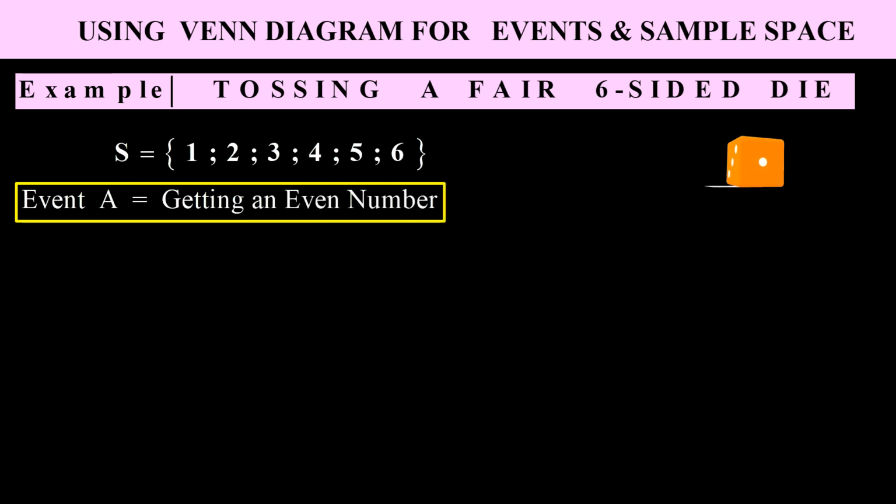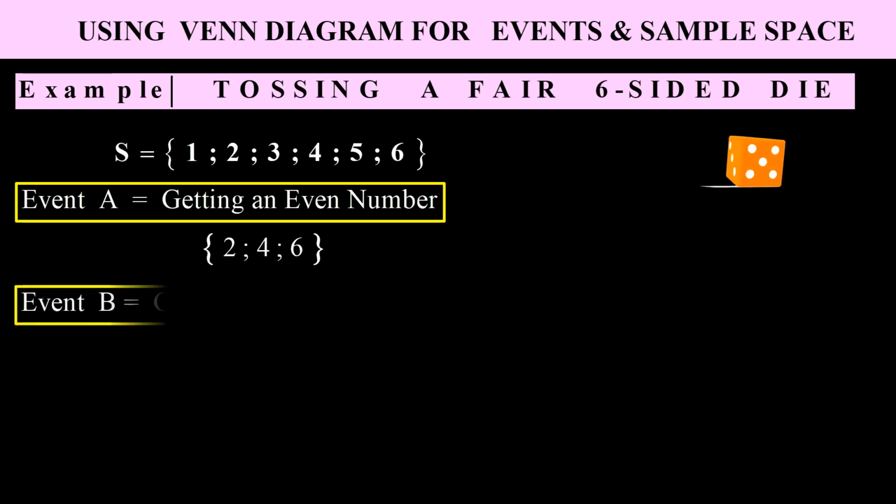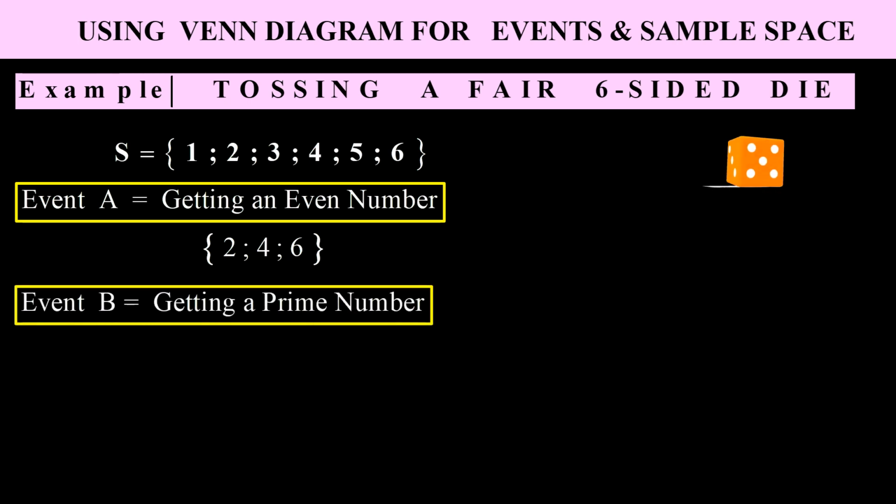Then consider the event of getting an even number. So what would the outcomes be here? The outcomes would be, that's correct, a 2, a 4, and a 6. Those are the even numbers I can get tossing a fair die. And event B is getting a prime number. What's a prime number? The prime numbers we can get here are 2, 3, and 5.